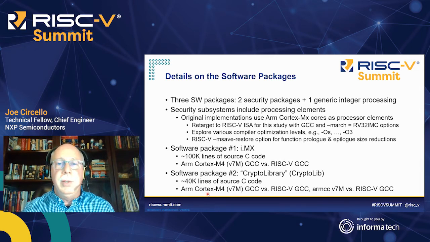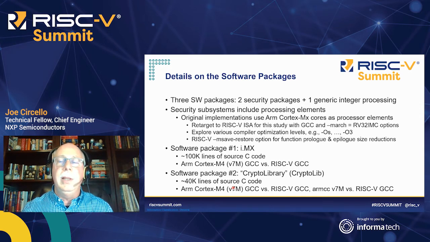Let's look at the software packages that were used in this analysis. There were 3 specific packages that we used. 2 were production security releases, and 1 had to do with generic integer processing. In the security subsystems that NXP uses and includes in our devices, they oftentimes have processing elements in them. The original implementations in use today typically use ARM Cortex-M cores as the processing elements. For this work, we want to retarget those software bases to the RISC-V ISA for this study using the GCC compiler and the architectural definition of what's known as RV32IMC.